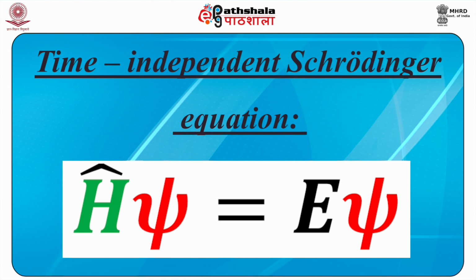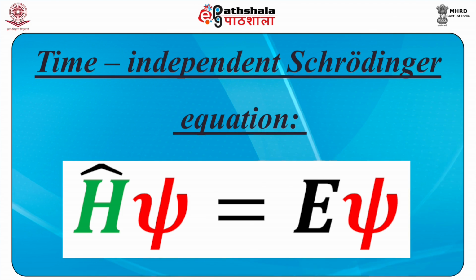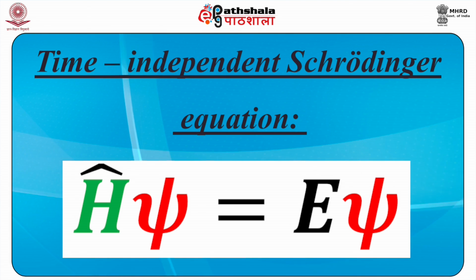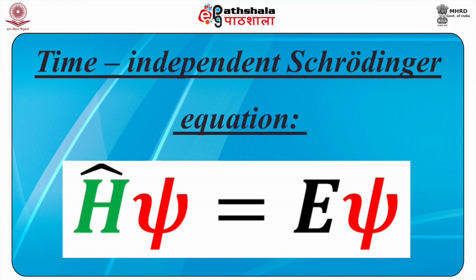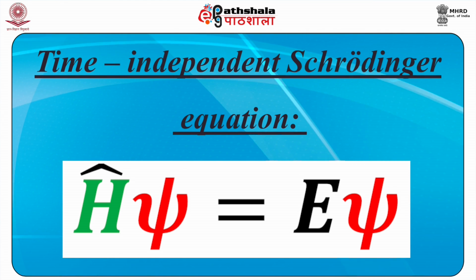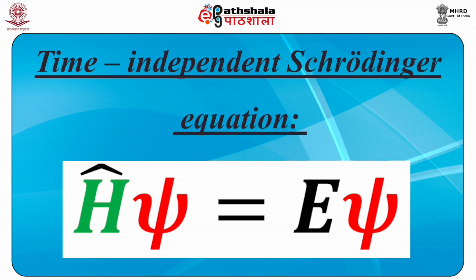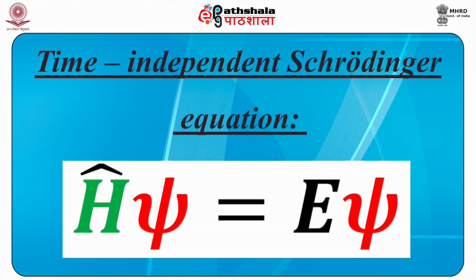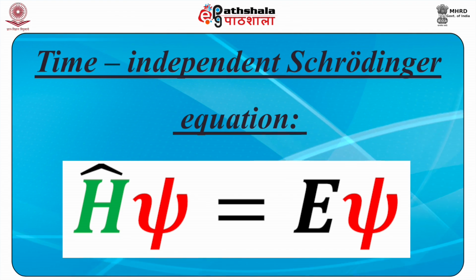So according to this time independent Schrödinger equation, when H cap operates on psi, it gives E psi. What is an operator? An operator is basically a function which operates on something which follows it. In this case, you can see that H cap or the Hamiltonian is operating on psi, and when it operates on psi, it gives back psi along with E, which is the total energy of the system.